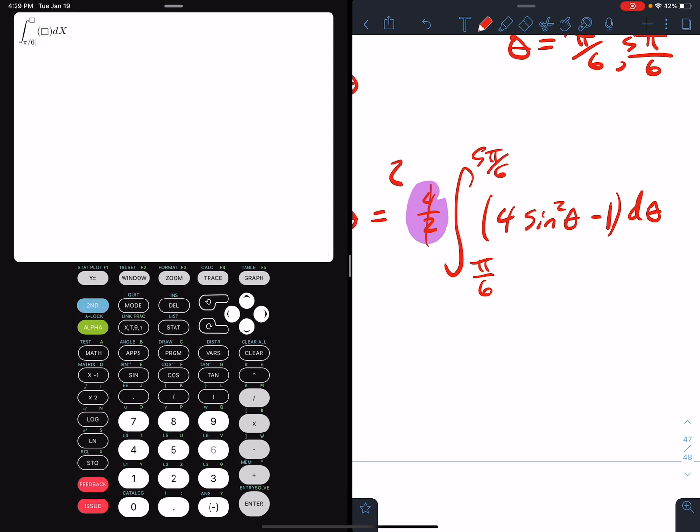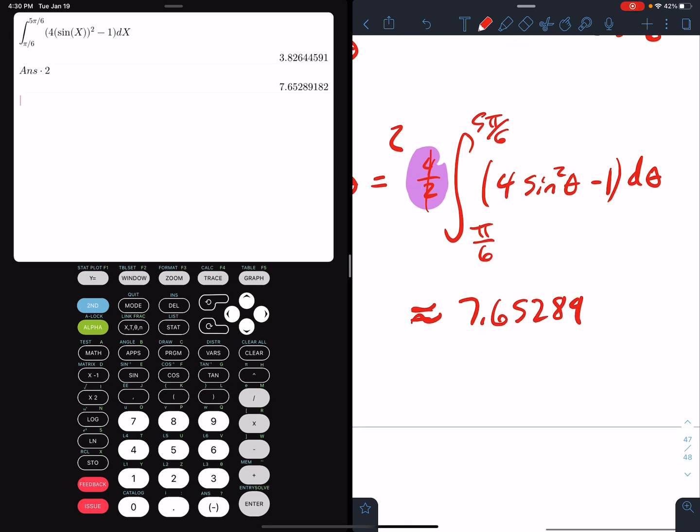So pi divided by 6, and then 5 pi divided by 6. And now I'm going to do 4 sine x, close parentheses, and I actually want to do square there, but I want to put another parentheses. There we go. Okay. And then minus 1. Hopefully that will work. And then hit enter. Okay. And I'm going to multiply by 2. Good.